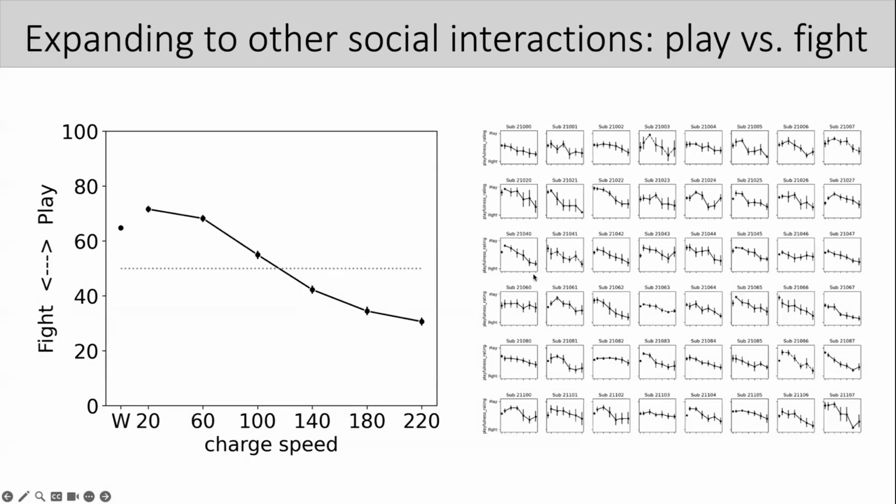And this is just some brief preliminary data from the play versus fight stuff. Our manipulation works in the sense that as we increase that charge speed, people start to perceive more fighting than playing. These individual curves are a bit noisier, but we also see some interesting variability in these tuning curves to the play-fight spectrum.